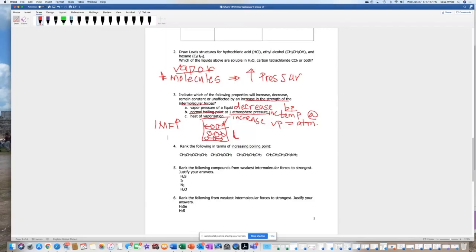B, CH3CH2OH, that's ethyl alcohol. And then hexane, C, C6H14. Then they're asking which of the liquids above are soluble in H2O. So this question is really about like dissolves like. We're drawing Lewis structures, but ultimately our goal is about like dissolves like. That's the purpose of this question.